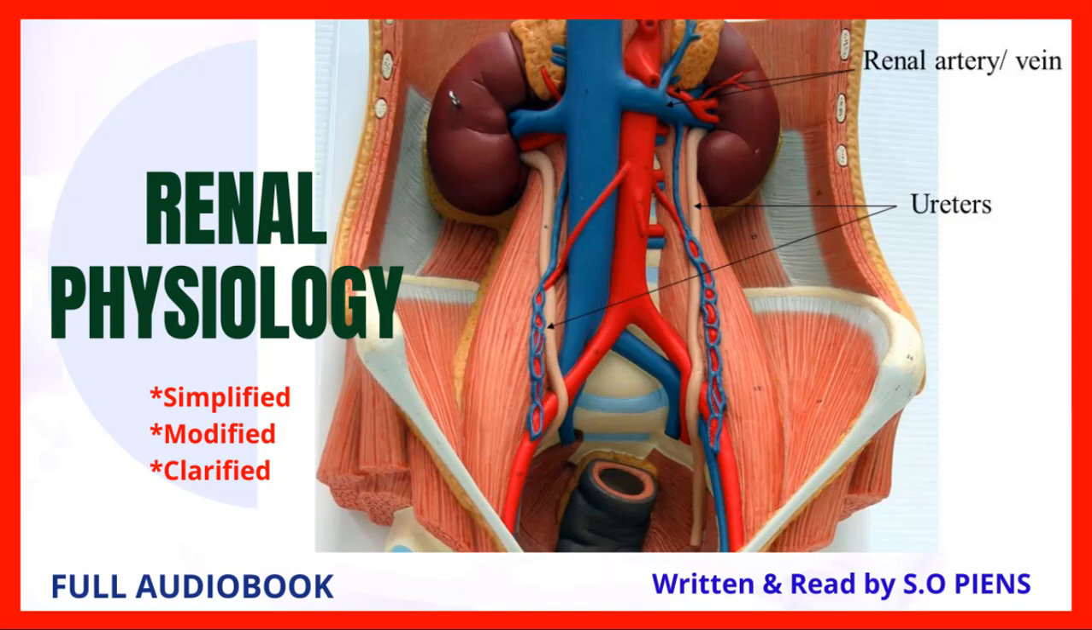The juxtaglomerular apparatus: the macula densa, these are cells that form the wall of the early distal tubule. Okay, the juxtaglomerular cells are in the wall of the afferent and efferent arterioles, which secrete renin. Okay, and the lacis cells or extraglomerular mesangial cells, they secrete some autocoids.